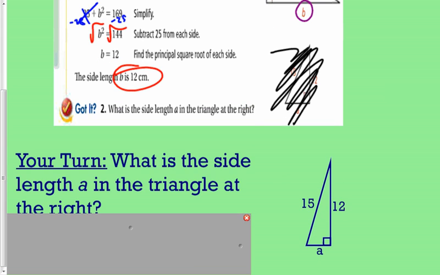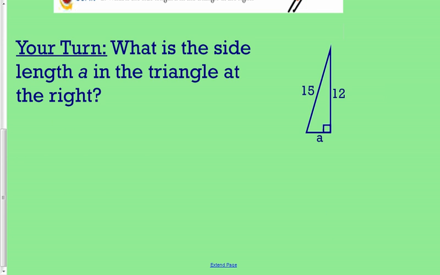So here's what I'd like you to do: pause it again. Try doing that on your own. With the situation here, it says, what is the side length A in the triangle at the right? Again, we're looking for one of the legs. So why don't you pause it and try it, and then you can check with me in a sec.